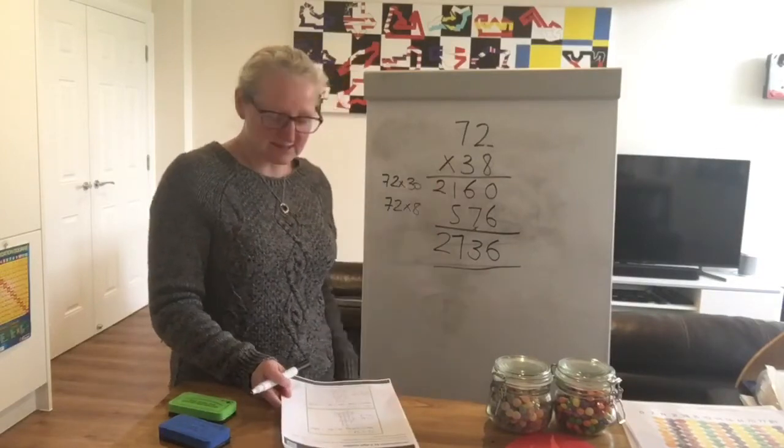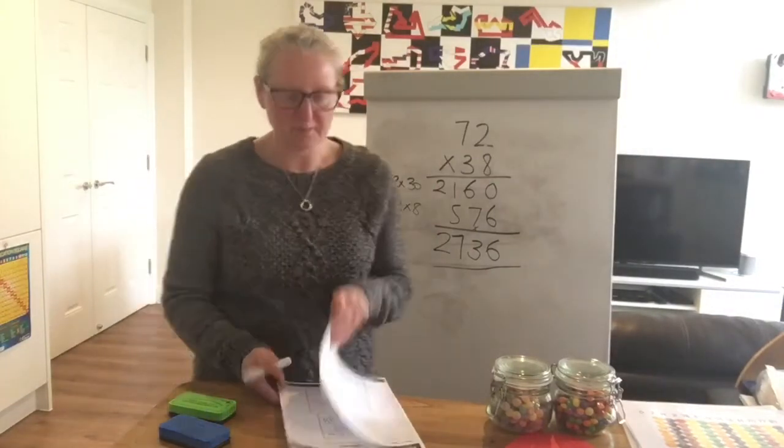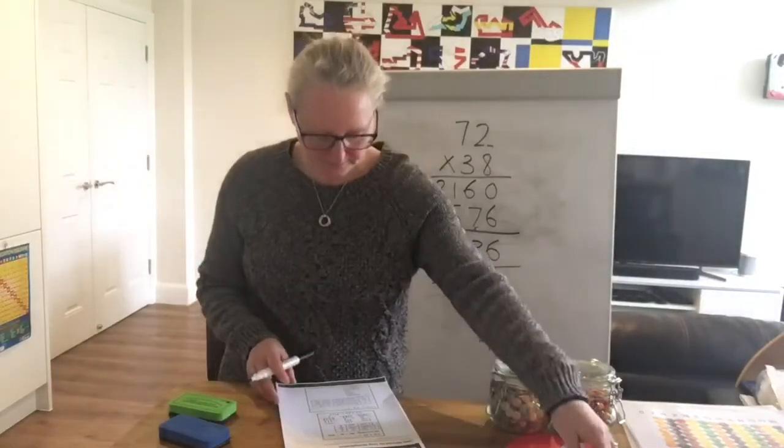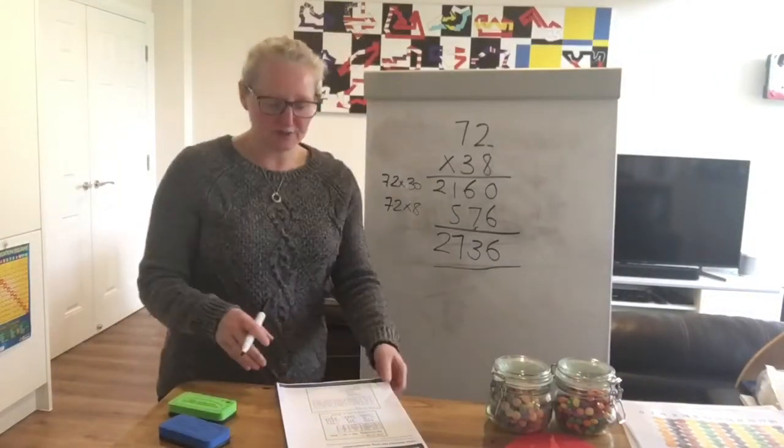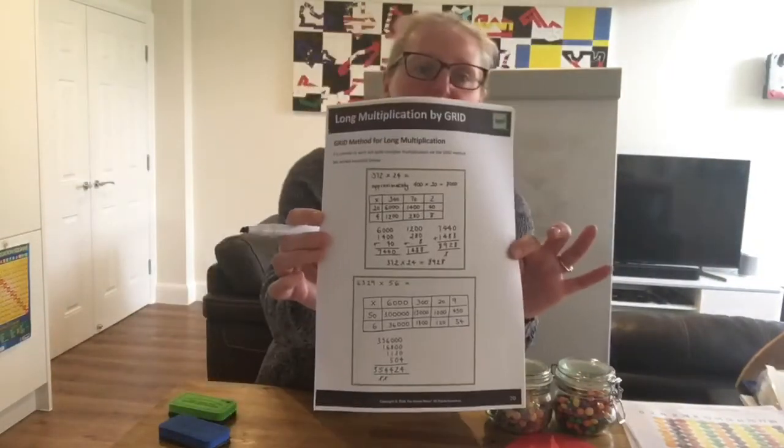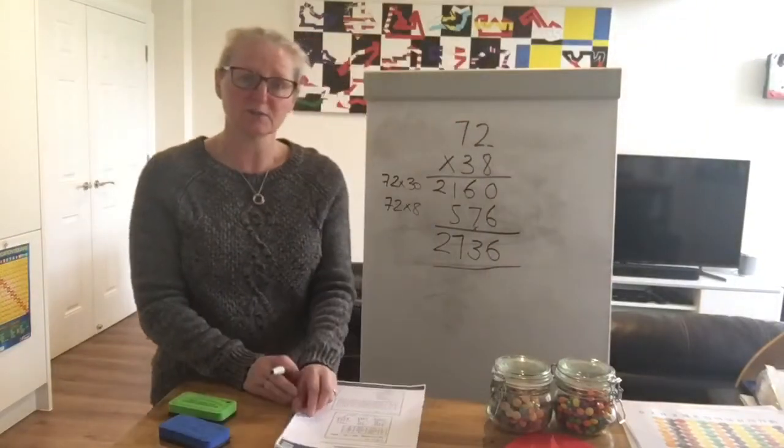Okay, so this is long multiplication. I do a harder example in the workbook as well. You can use grid multiplication, and I've done it here just to show you.